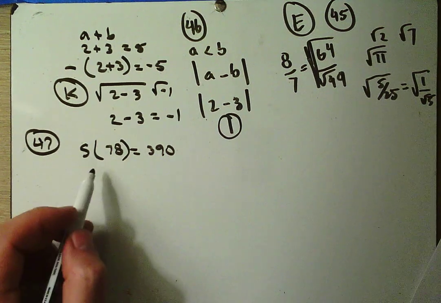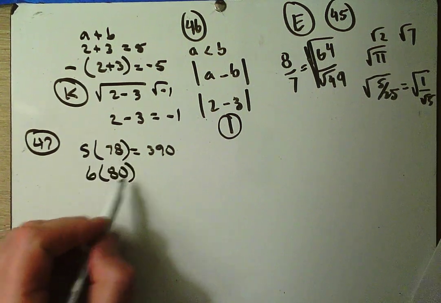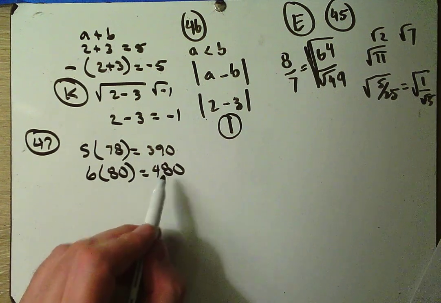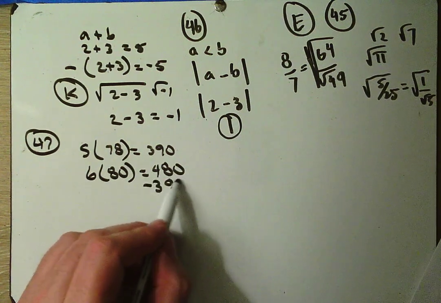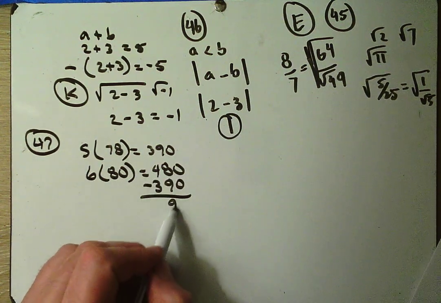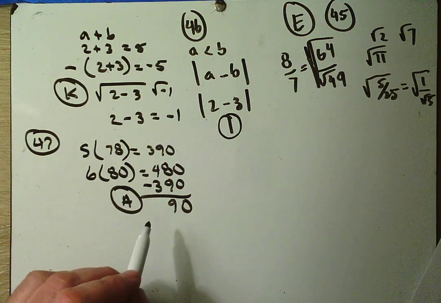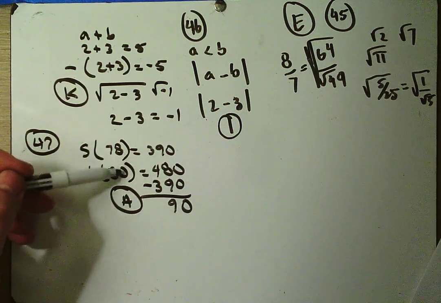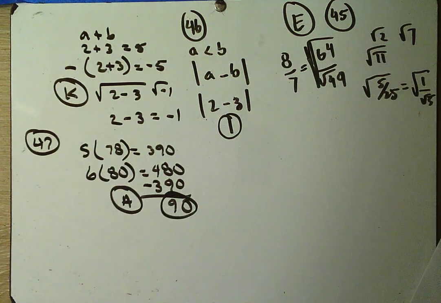And if he wanted to average 80 points on 6 tests, 6 times 80 is 480. So 480 is the number of total points he'd need on the 6 tests. If we subtract how many points he's got on the 5 tests, we see he needs a 90 on the 6th test in order to get an average of 80. Notice his average will only go up 2% by scoring 12 points higher on this test than his average.